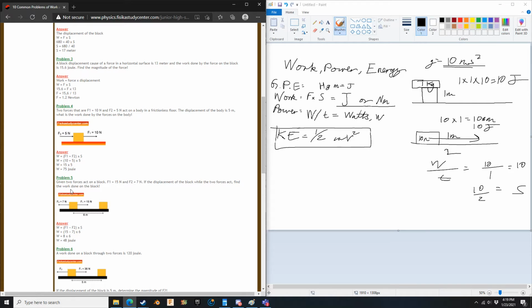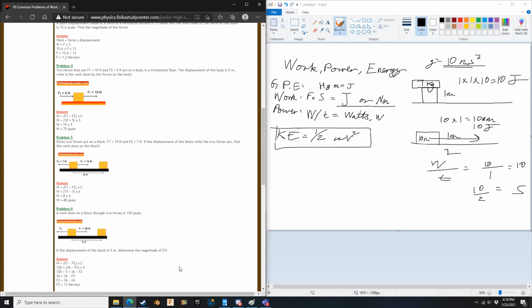The opposite thing is happening for problem number 5, where the two forces are against each other. This is pulling with 7, and this is pulling with 15 on the other side. So we do 15 minus 7 to give us our net force, which is equal to 8. 8 times 6 is equal to 48, which is our work.